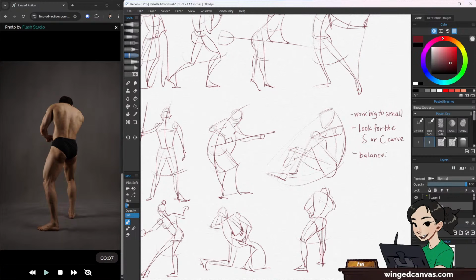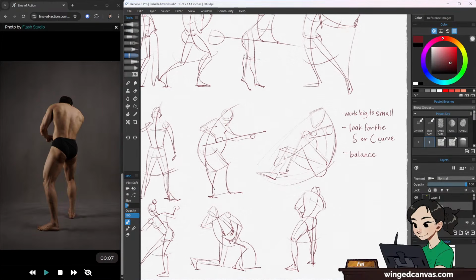You know, like making sure that the top of the head is aligned with the leg somehow, right? Like it's kind of aligned here, it's aligned. This one is seated, so it doesn't really matter, but you want to think about balance and alignments.